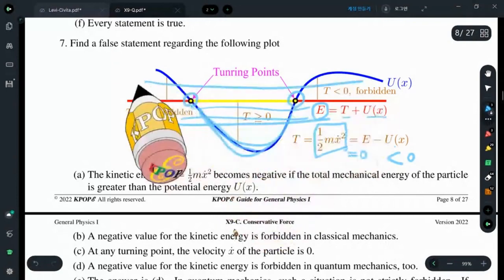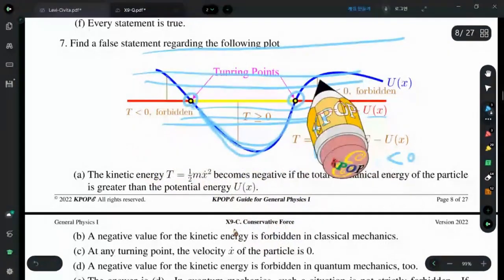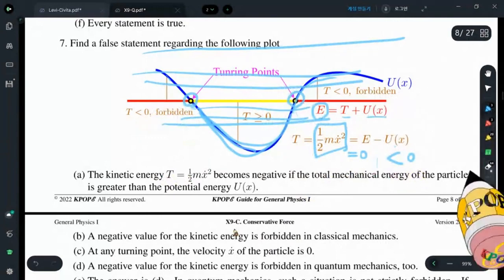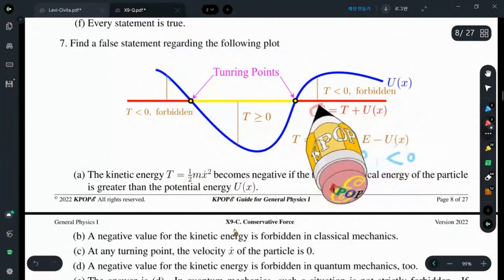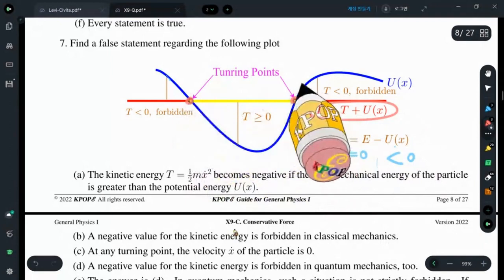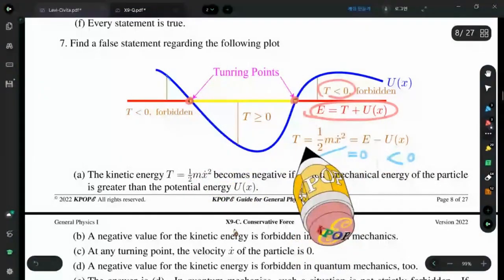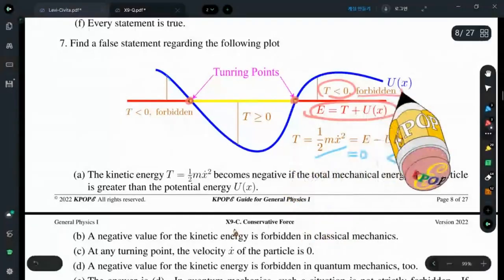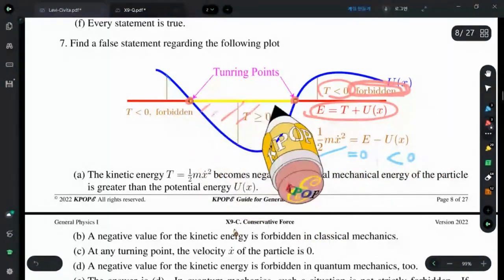If we increase the total mechanical energy, we can make this particle move around a wider region. If I decrease it, if this red line is the total mechanical energy, then there is a turning point, and outside of it is the region where kinetic energy becomes negative. That is forbidden. It is impossible, forbidden, and this is allowed.